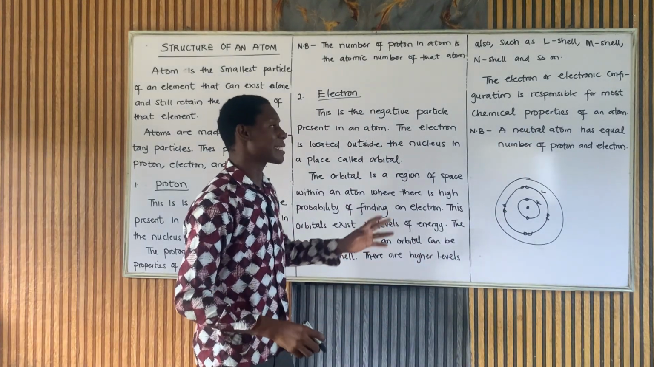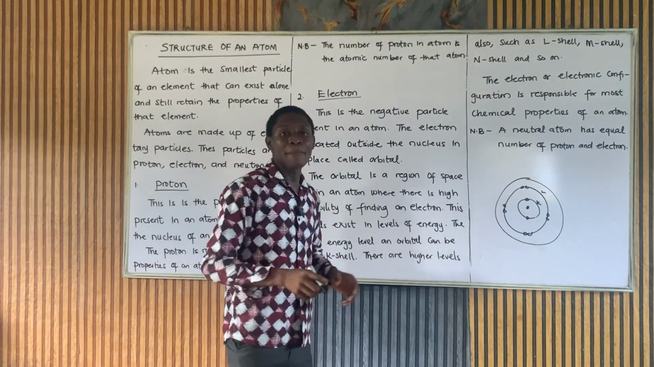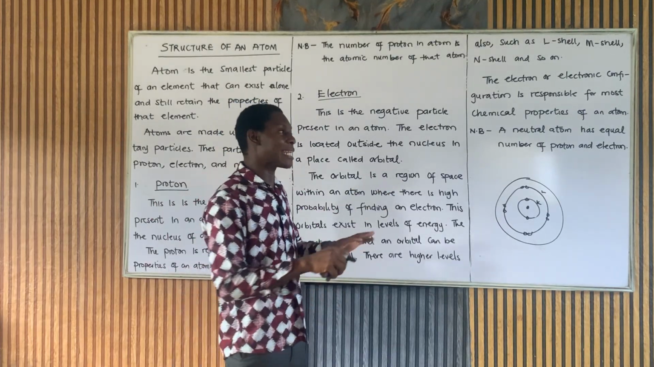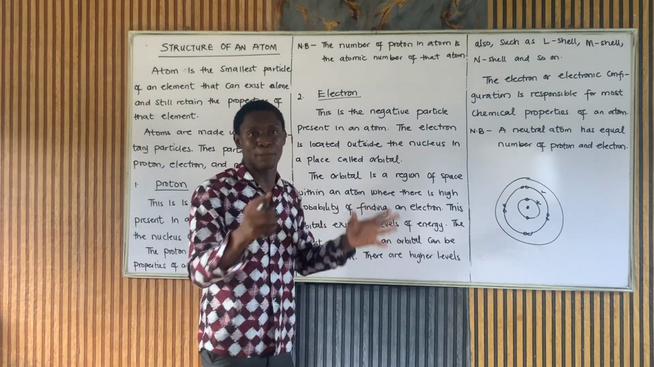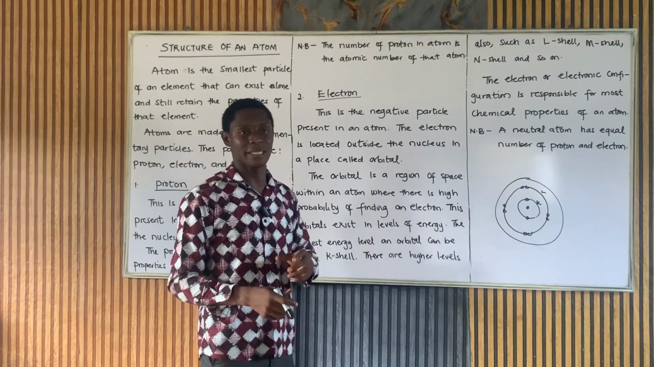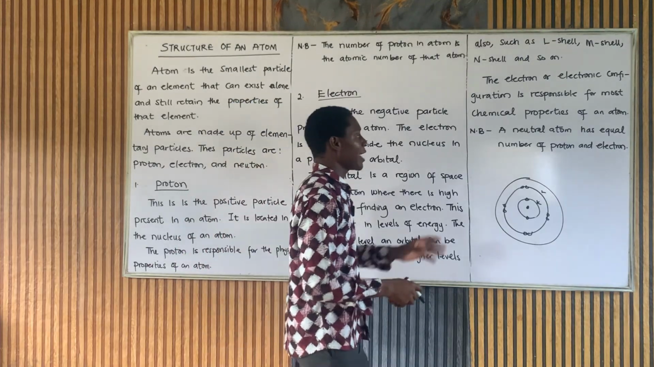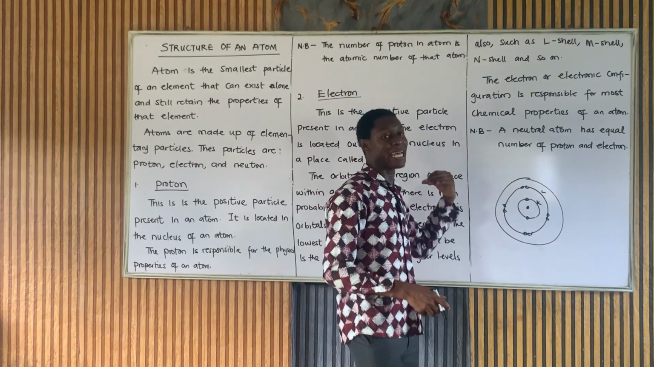Now, it's important that the electronic configuration tells the chemical properties of an atom. It is what helps us to know or predict the chemical properties, or is responsible for the chemical properties of an atom. And lastly, it's important to note that a neutral atom has an equal number of protons and electrons.